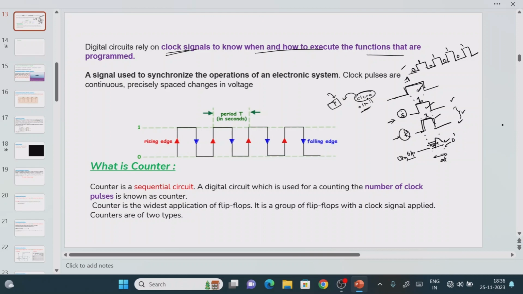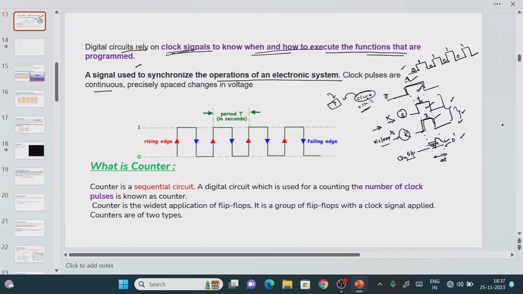Now if you read this statement again, a digital circuit relies on what? The clock signal, to know when and how to execute the functions that are programmed. If it is 1, then only according to your input you will get the output. If it is 0, you will not get the output, you will get the no change operation or memory operation, right? So you see, a clock signal is used to synchronize the operation of the electronic system.